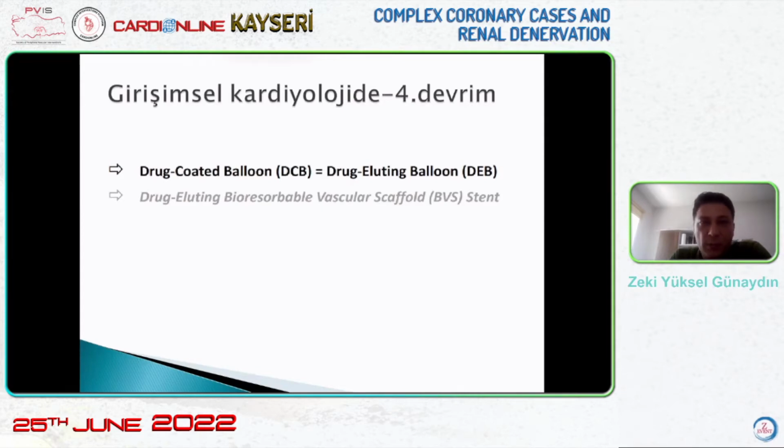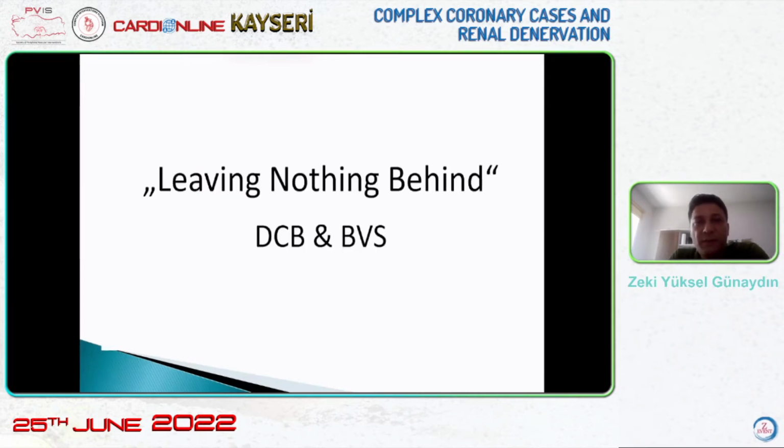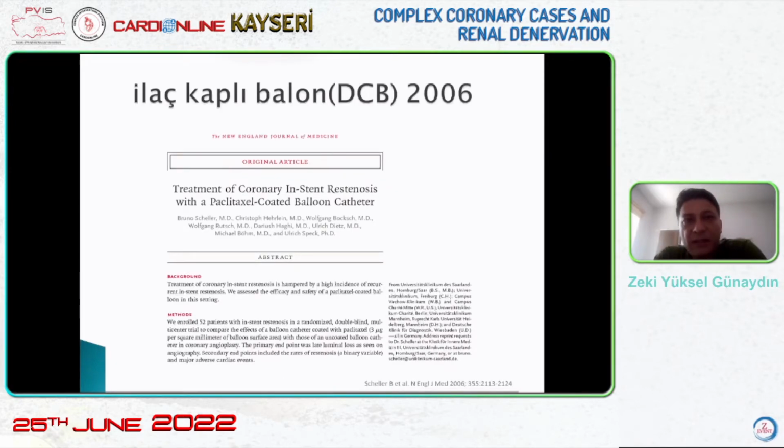However, drug balloons are important. The philosophy is leaving nothing behind. This is the basic philosophy, as we have seen in the case: if there wasn't any stenting and we had the same result as with stenting, then what could the result be? Of course, the absence of stenting would be a better situation.